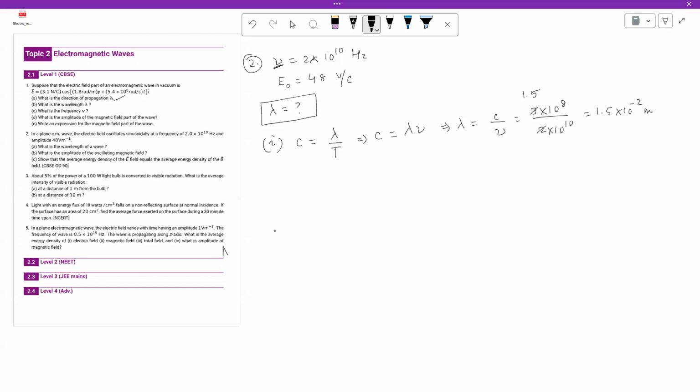And what is the amplitude of the oscillating magnetic field? So what do we need to calculate? B naught, right?